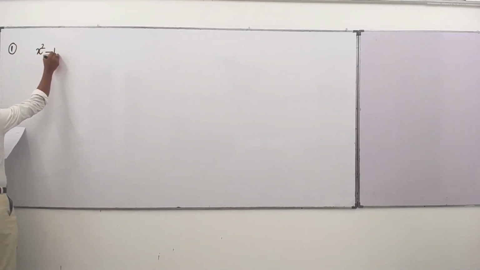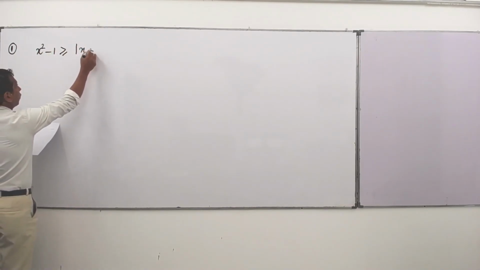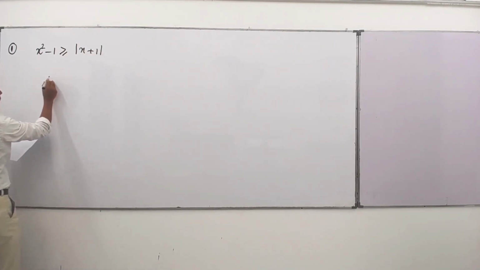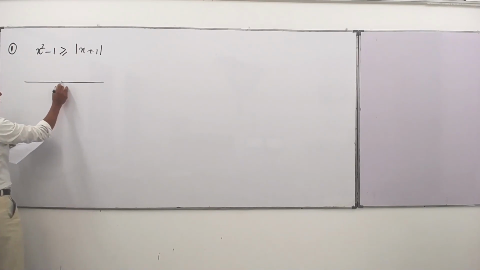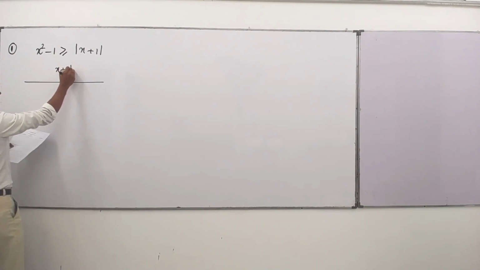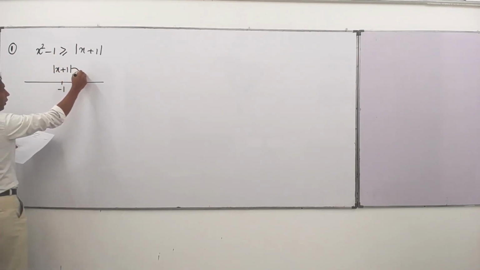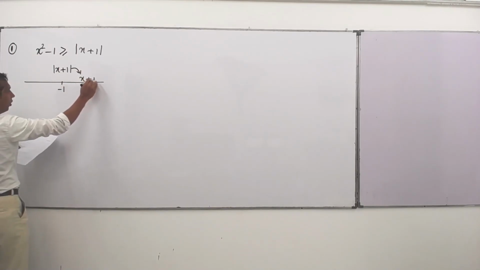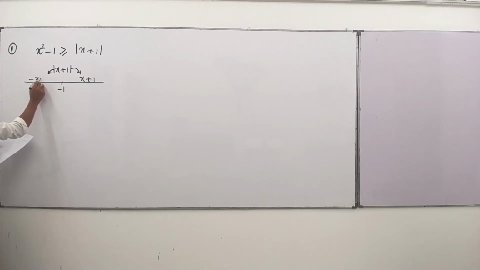x squared minus 1 greater than or equal to mod x plus 1. First, we'll define the mod x plus 1. Mod x plus 1 changes at x equals minus 1. When x takes minus 1 or more, mod x plus 1 will be equal to x plus 1. On the left of minus 1, mod x plus 1 will be equal to minus x minus 1.